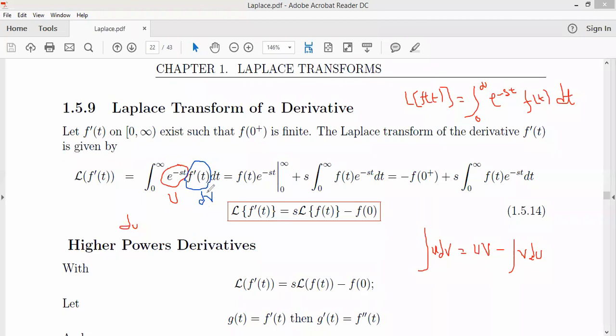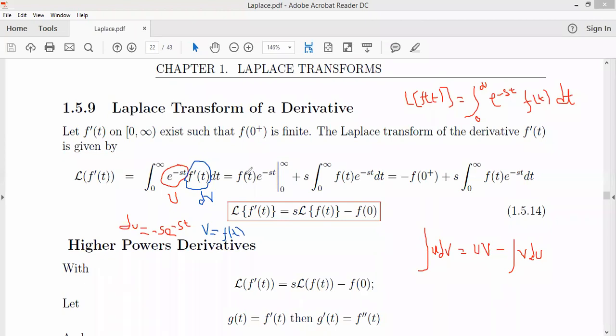And then the dv, if I have this as a dv, I have to look for v. Du I have differentiated, dv I have to integrate. Since this is f prime, I'll simply get f of t for v. Once I have these, I substitute them. Remember from this definition, I have uv. What is uv? U is the minus s.